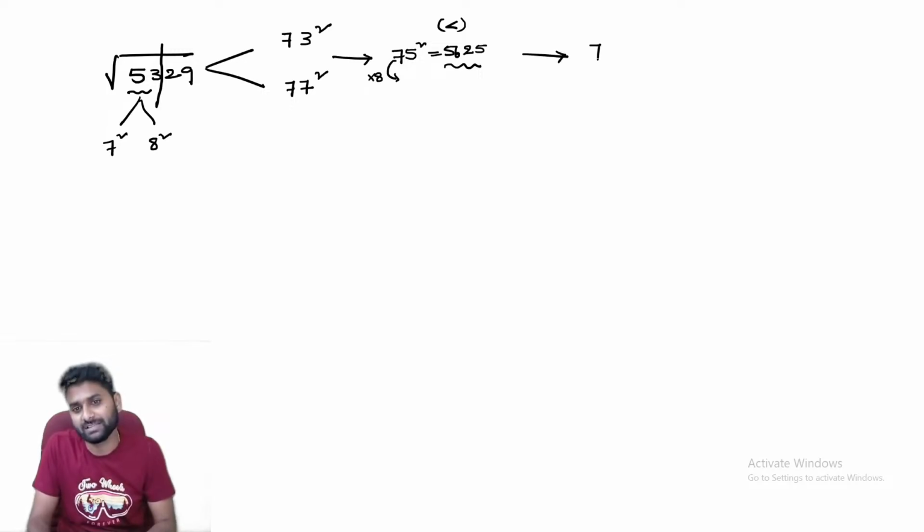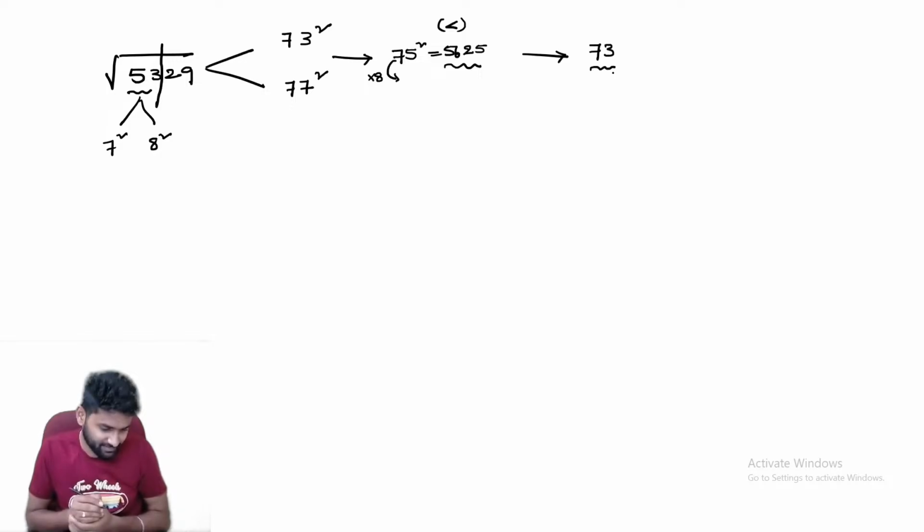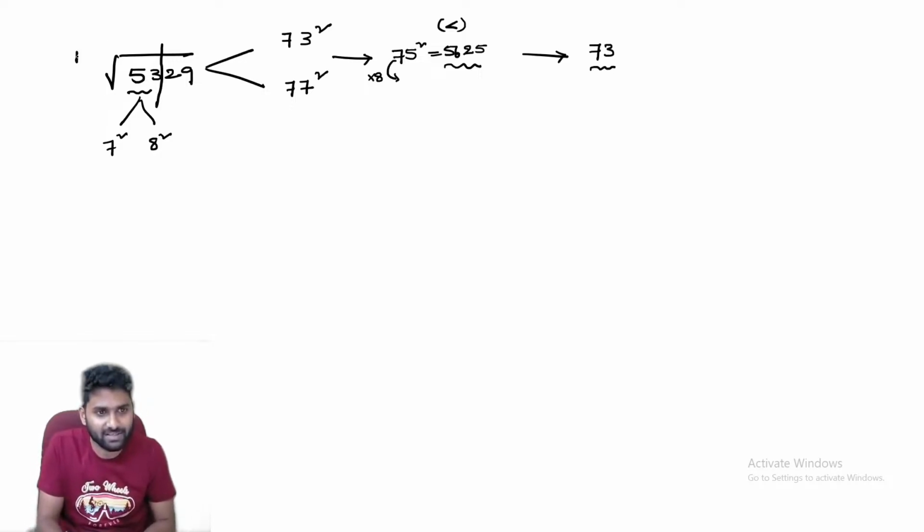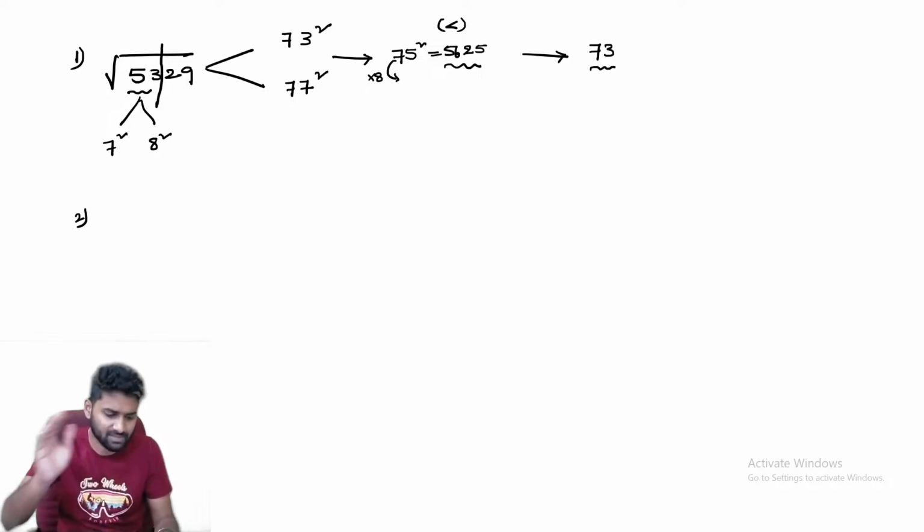Now your answer is 73. Very good, that is the correct answer. Hope you understand. This is applicable for a two-digit, three-digit, four-digit, five-digit, six-digit and seven-digit number. Same approach.